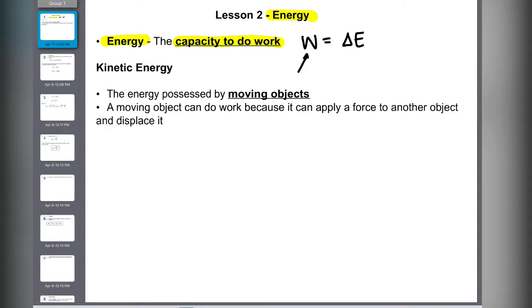And if you remember from yesterday's lesson, we know that work is F delta D, and we know that the unit is also measured in joules. So that means energy, the unit is also measured in joules.